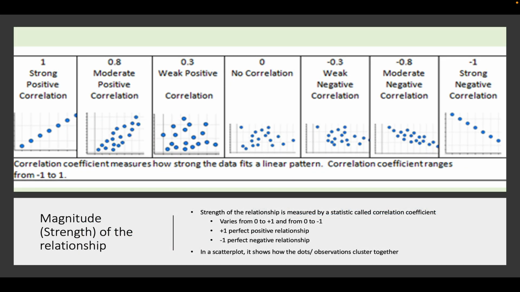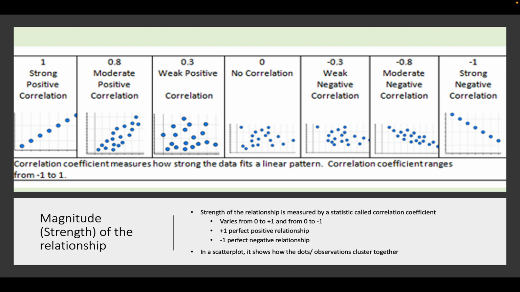And now we step into the magnitude or the strength of this relationship. The strength of the relationship is measured by a statistic called the correlation coefficient. This varies from 0 to +1 and from 0 to -1. A perfect +1 is a perfect positive relationship. A perfect -1 is a perfect negative relationship. As you can see in the scatter plots shown above, it shows how the dots and the observations cluster together.